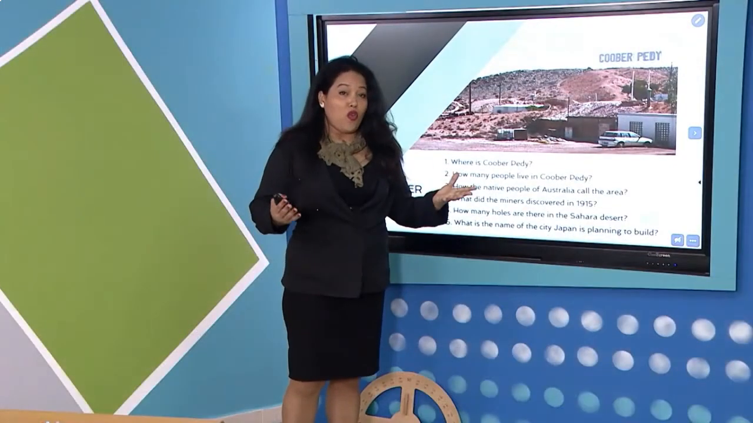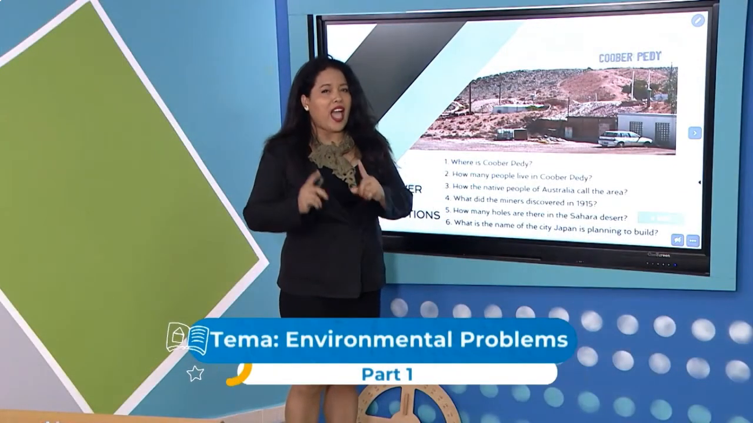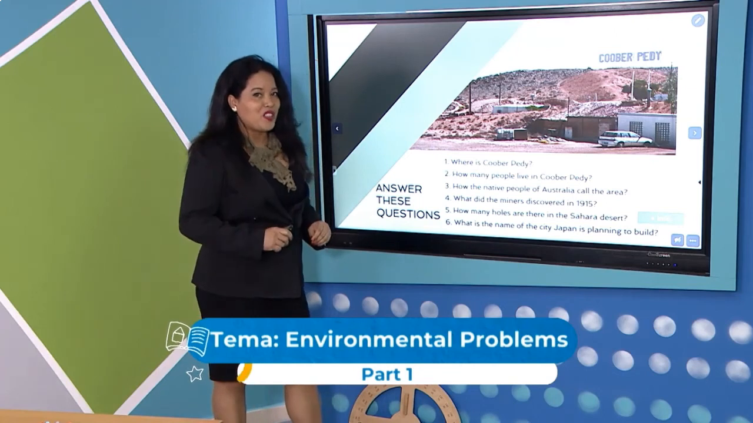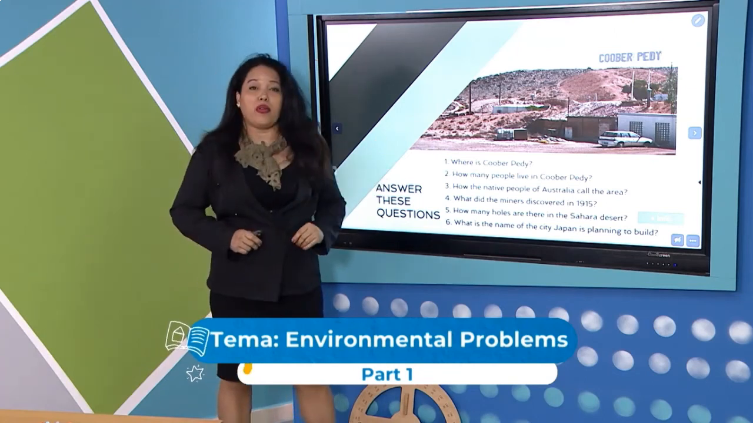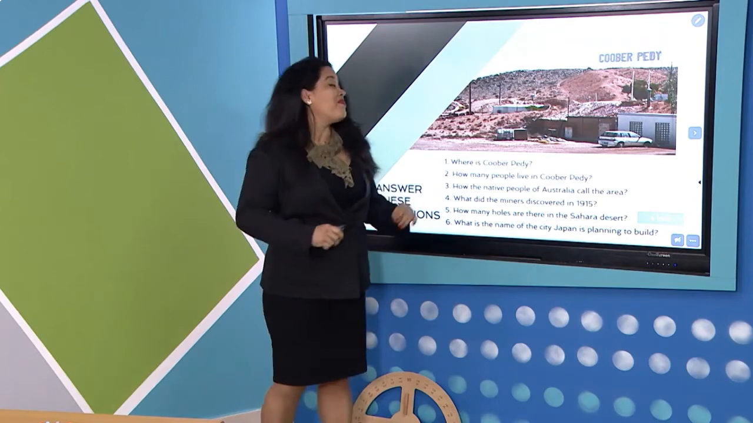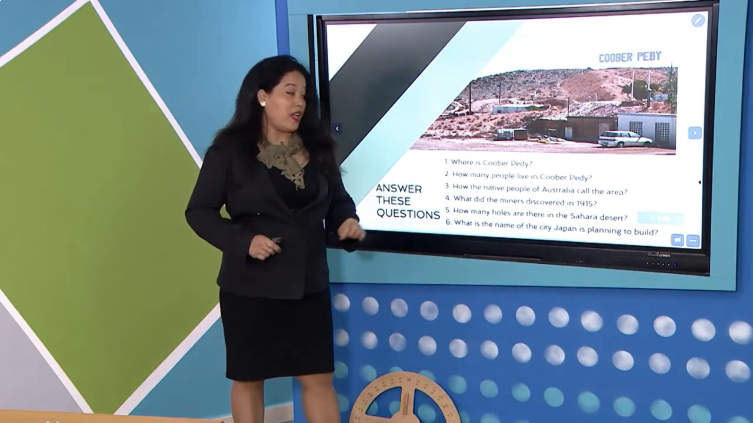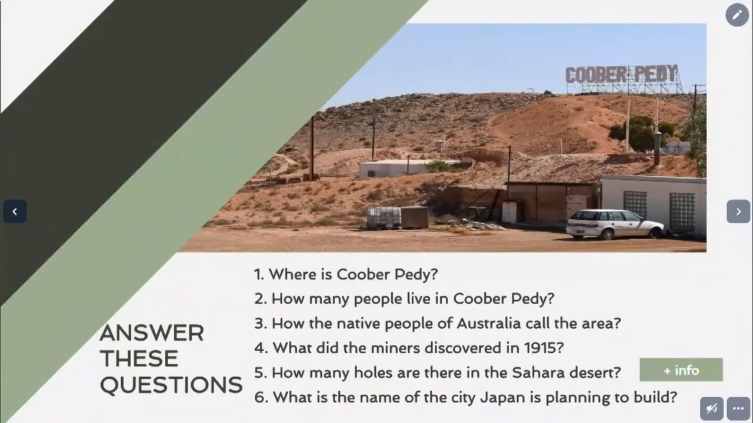So, if you have paid attention to the reading, I am sure that you can answer these questions. Where is Coober Pedy? Volunteer? How many people live in Coober Pedy? Yeah, where is Coober Pedy? In the south of Australia. Number 2, how many people live there? Right, about 4,000 people live in Coober Pedy.